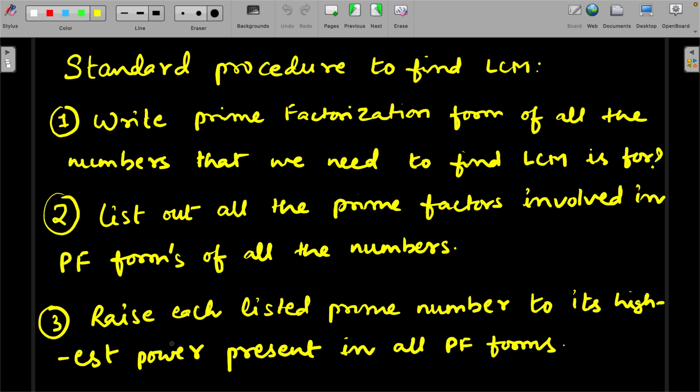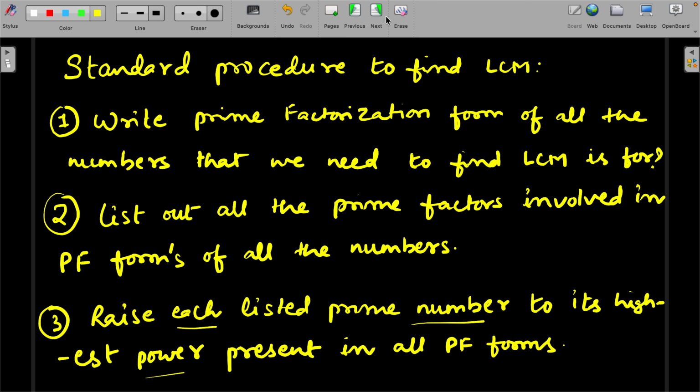And the next thing that we did is we raised each prime number to the highest power that is involved in all the prime factorization forms. So the same thing we have written here. Raise each listed prime number to its highest power present in all the prime factorization forms.